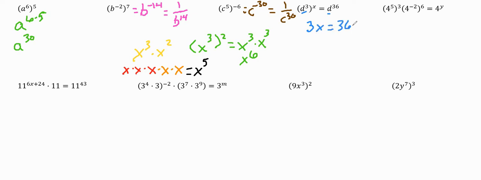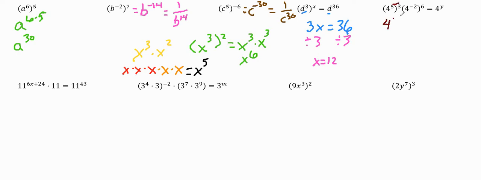Well, the opposite or inverse of multiplication is division. So after we divide both sides by 3, this time I'm using the obelus symbol, we would get x equals 12. This next one looks complicated, but remember the rules. Power to a power means multiplication. So 5 times 3 is going to give us 15.